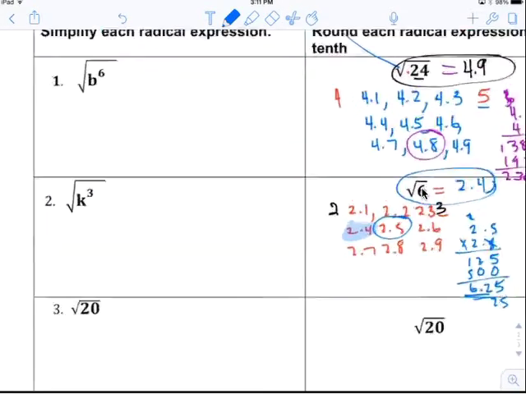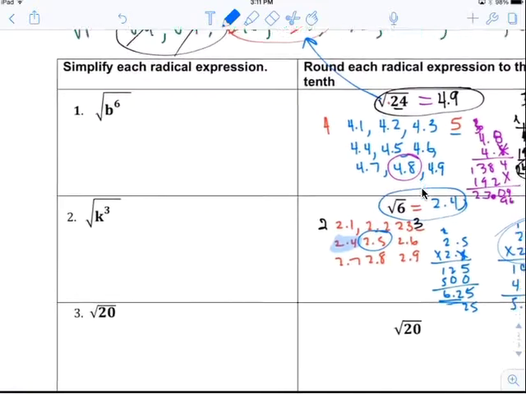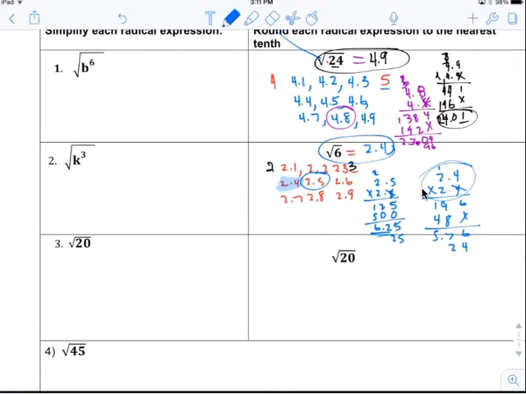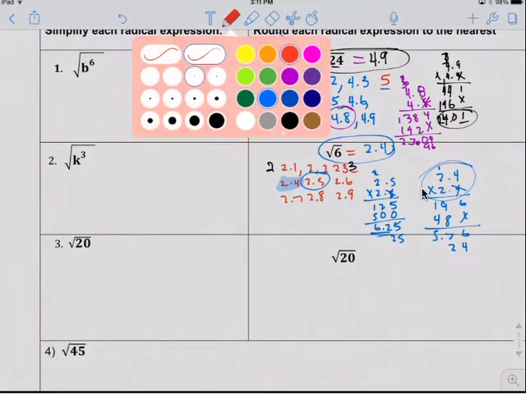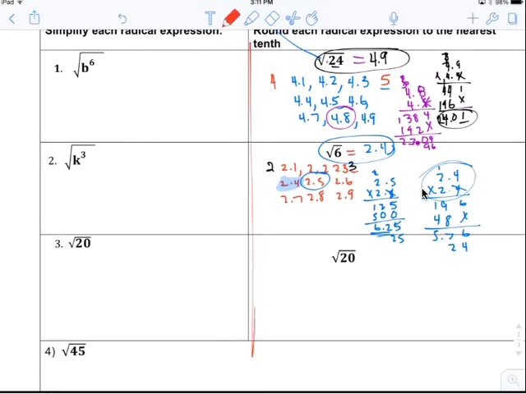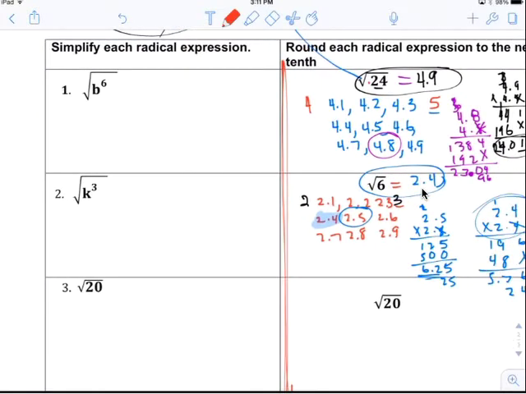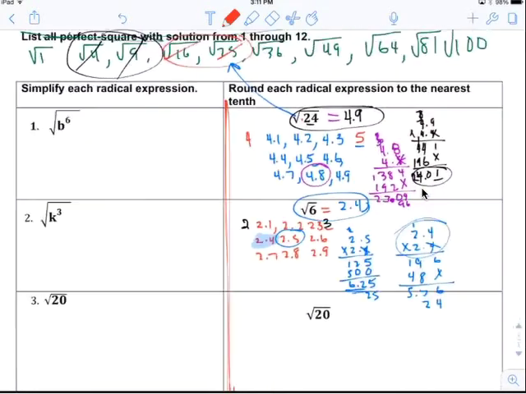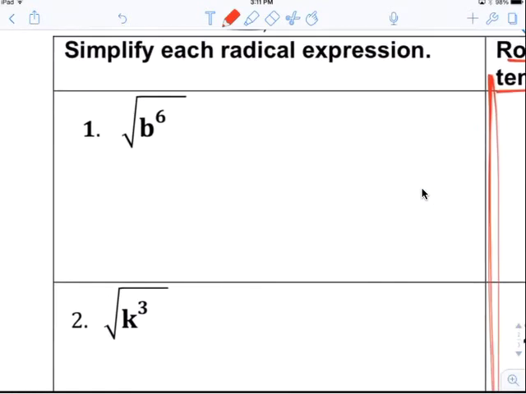Now on this side, I know for period 4 we didn't go over it because of the fire drill. So I'm going to leave you to do square root of 20. This one is with this one here. Number 1, simplify each radical expression. This is rounding each to the nearest tenth. That's what you do here without a calculator.